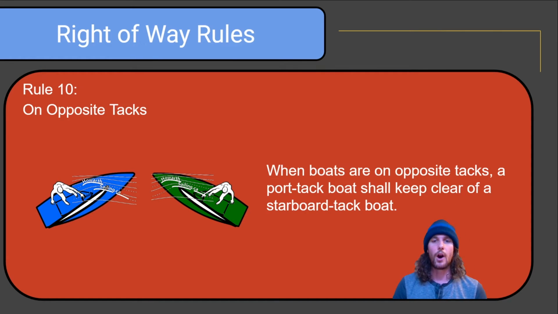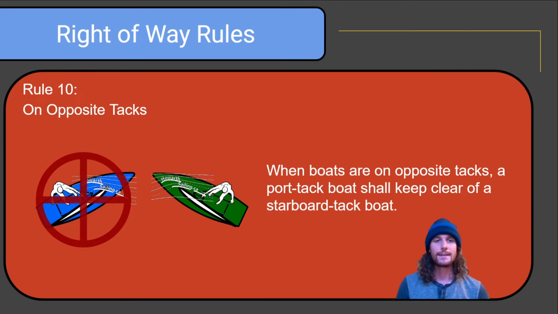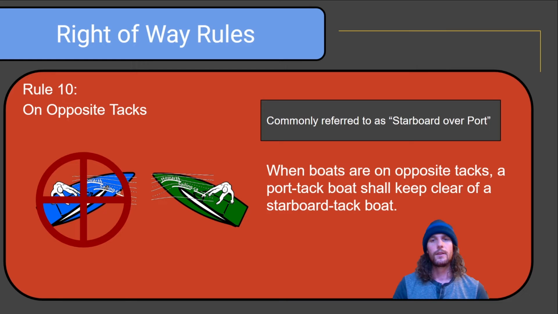So rule 10, on opposite tacks. When boats are on opposite tacks, a port tack boat shall keep clear of a starboard tack boat. And what that means is that the blue boat in this situation, who's on port tack, does not have right of way and needs to keep clear of the green boat so that she does not need to alter her course. This rule is commonly referred to as starboard over port.